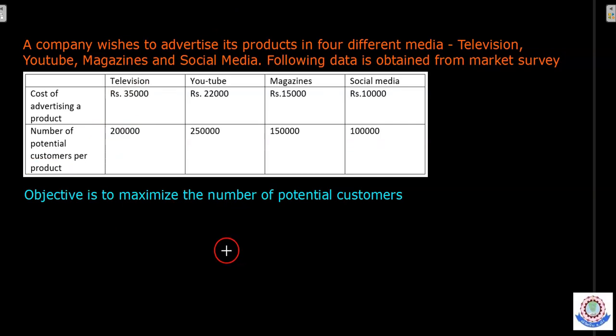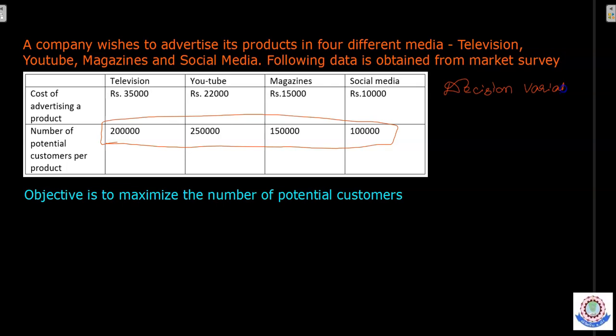For this problem, we want to model it as a mathematical equation. Our objective is to maximize the number of potential customers through these 4 media. First, we have to fix the decision variables. What are my decision variables? I want to fix how many products should be advertised on TV, how many on YouTube, and how many on magazines and social media. So, let X1 be the number of products advertised on TV, X2 the number of products advertised on YouTube, X3 on magazine, and X4 on social media. These 4 are the decision variables that we have taken in our example.